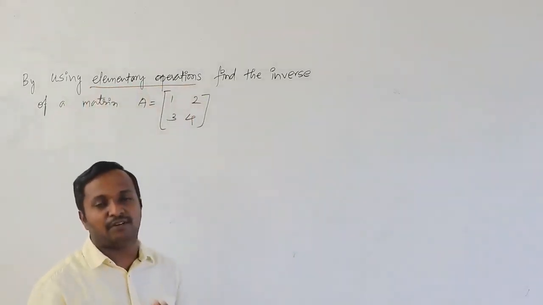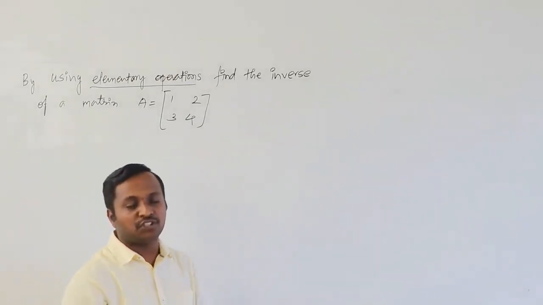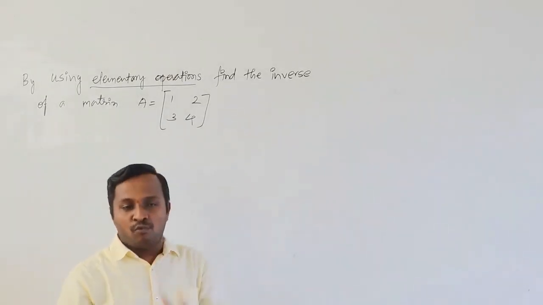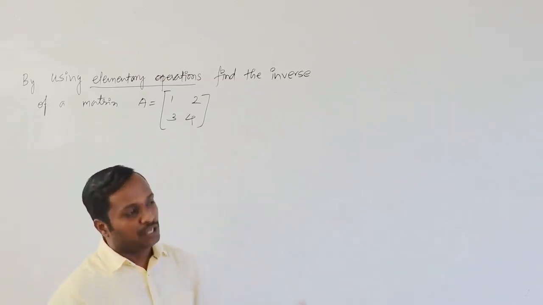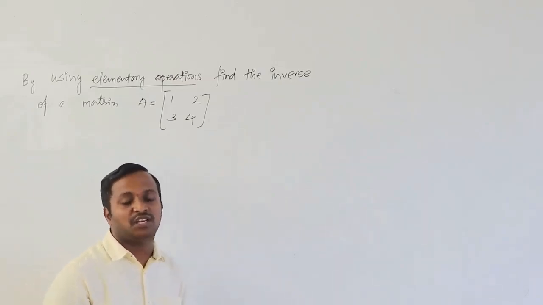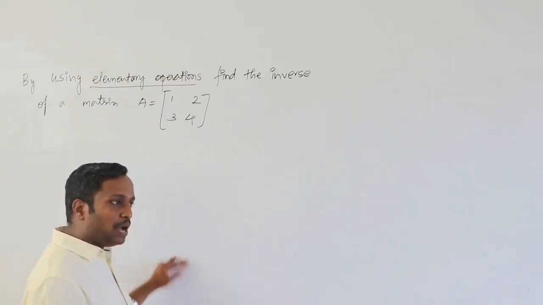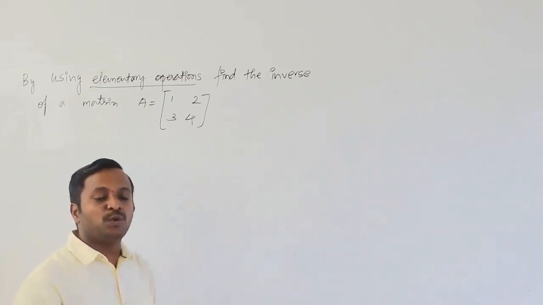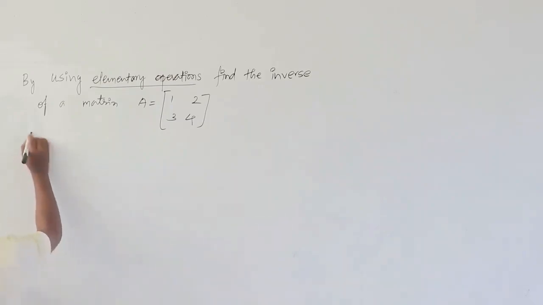By using elementary operations means either you can use row operations or column operations, but I will use row operations most of the time. If you understand one operation first, you will come to know the other operation later. That's why I am using only row operations. If you practice more, you will come to know the column operation method. Let us look at how we have to find it.